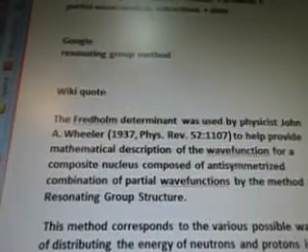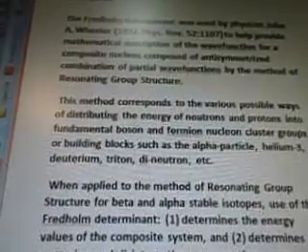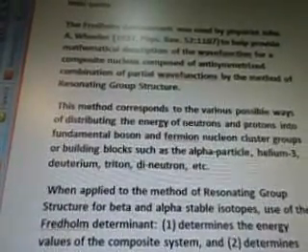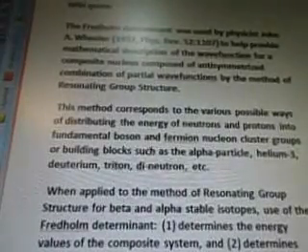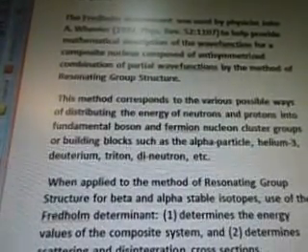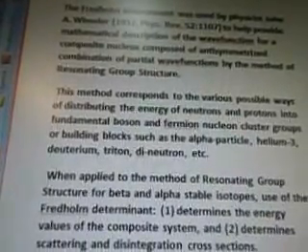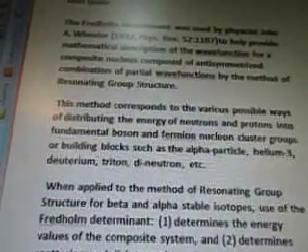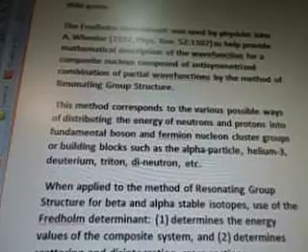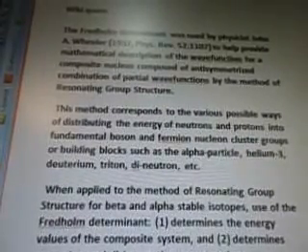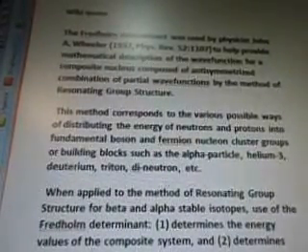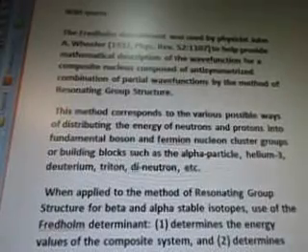So I Googled resonating group method. Wiki quote: the Fredholm determinant was used by physicist John A. Wheeler, 1937, Physical Review 52-1107, to help provide a mathematical description of the wave function for a composite nucleus composed of an antisymmetrized combination of partial wave functions by the method of resonating group structure.